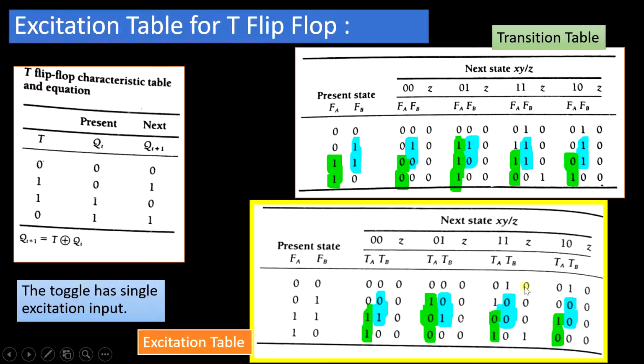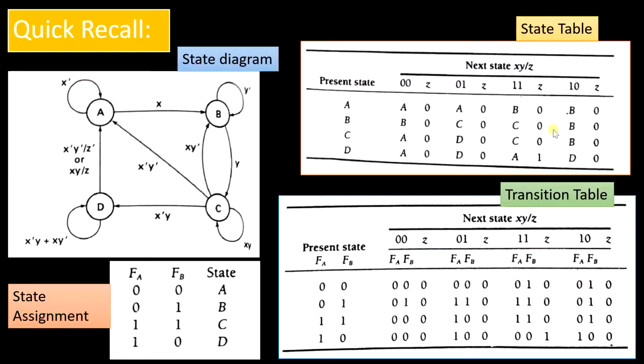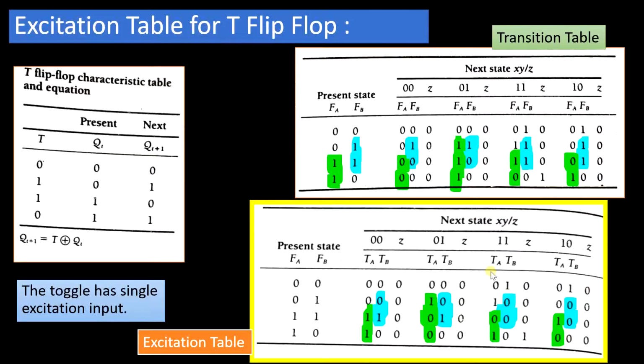So in this way, the modification can be done if you know the characteristic table of the flip-flop and you know the transition table. Now in this example, I have considered this to be the standard state diagram and this to be the standard transition diagram for my explanation purpose. Kindly remember that in your examination, they might ask you to generate the next state table or the transition table and then obtain the excitation table.